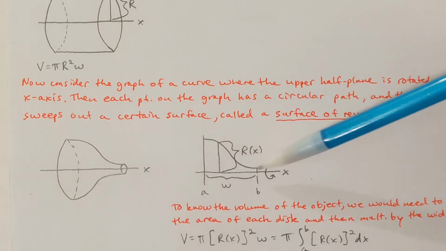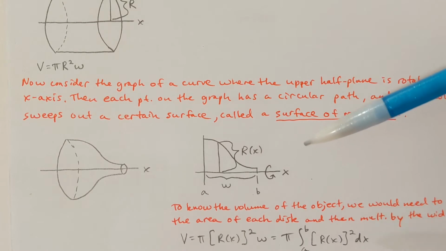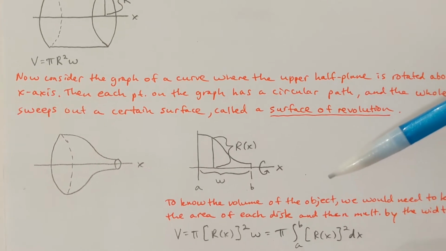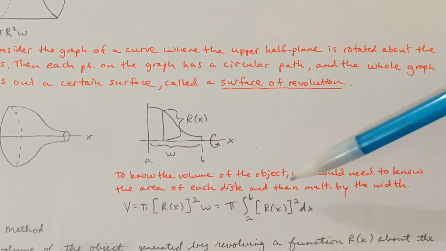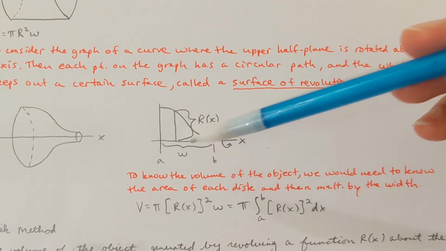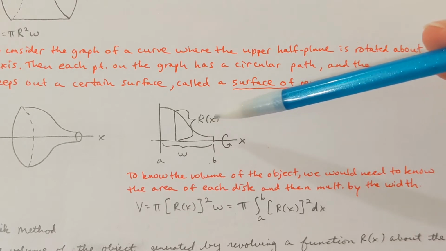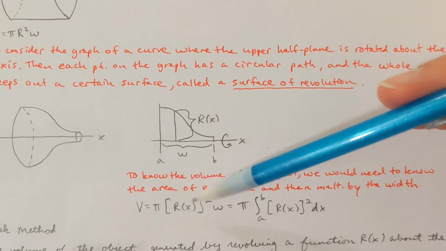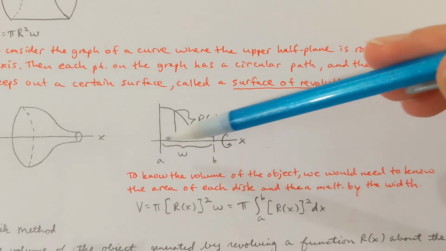So r of x is a function of x. r of x would also get you the y value at a particular x value here. I'm rotating this curve about the x-axis to create this 3D object, and I want to know the volume of this object. To know the volume, we would need to know the area of each one of these disks and then multiply by the width. Because we are working with a disk at each spot, I'm going to be using pi times the radius squared, just as before, but the radius is a function of x. So it's still pi r squared, but I'm representing the radius as a function of x. And then I'm going to multiply that by w, whatever this distance is from a to b.